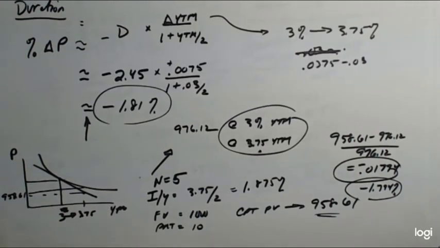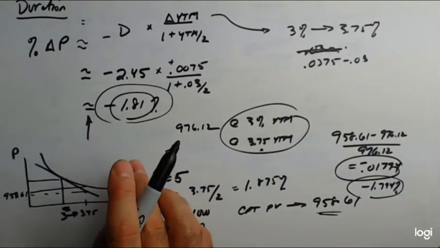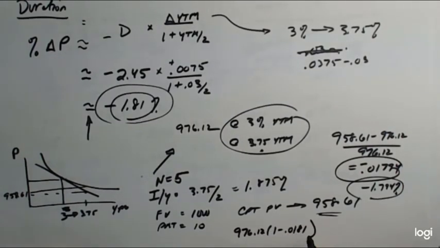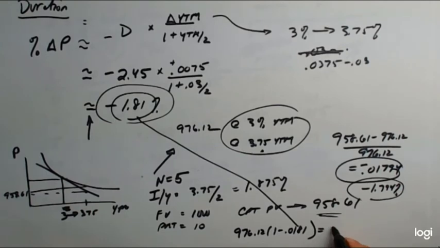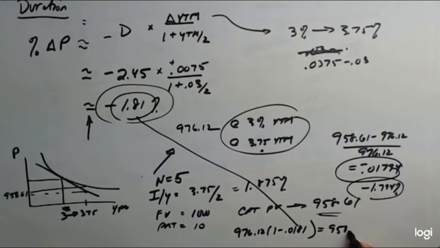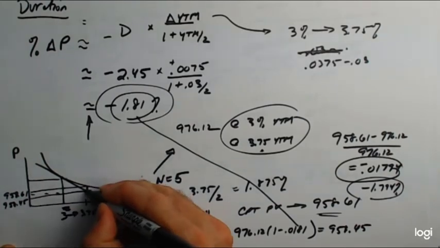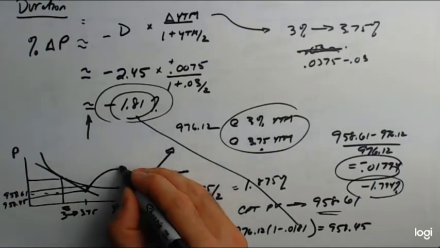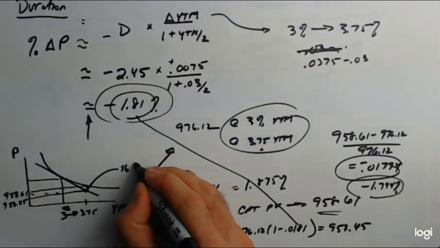958.61 right there. The estimate was minus 1.81, or let's see if I can write it here. We start off with 976.12 times 1 minus 0.0181%, this guy right here. That comes out to be 958.45. So this would be 958.45 right here. So this little gap really says that, look, we're off about 16 cents.